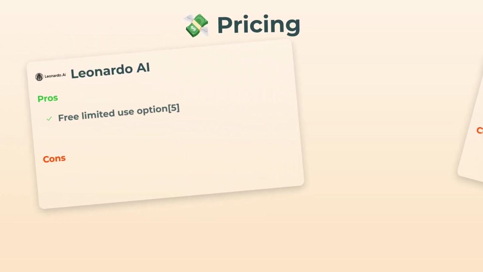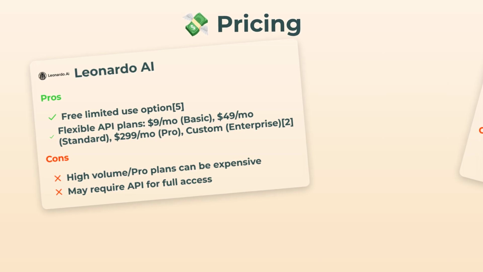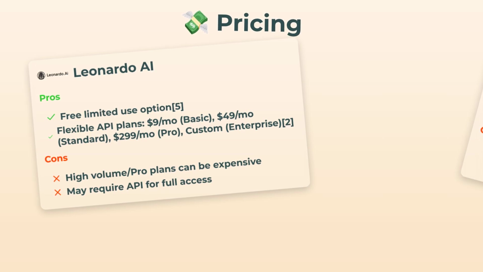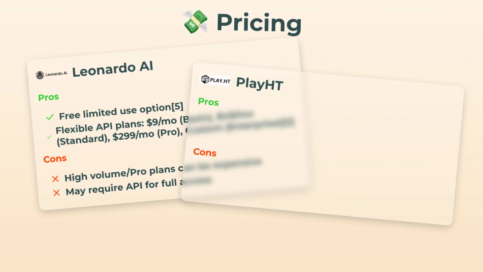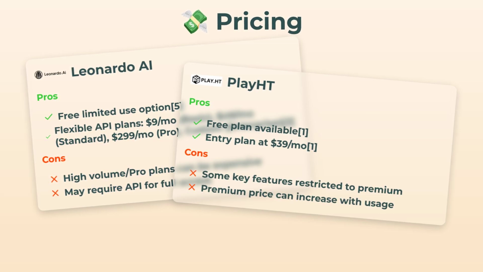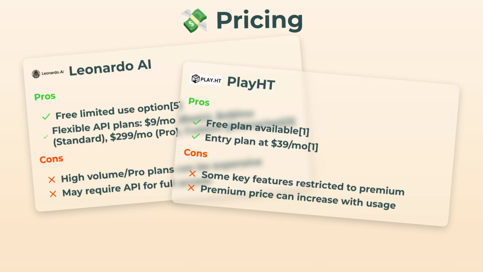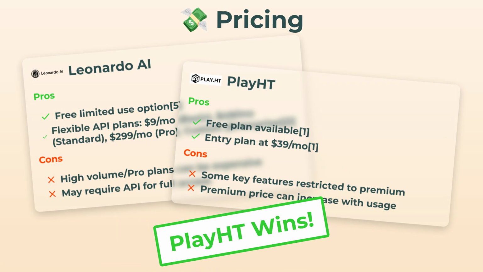Okay, on to pricing. Leonardo AI, you can get started for free with some limits, which is nice. Their paid plans start at $9 a month, then go up fast if you need more volume. Like, pro plans can be pretty pricey. Plus, you might need the API plan just to unlock the full platform. PlayHT has a free tier too, but that entry paid plan is $39 per month. Still, for what you get, it's actually kind of a bargain considering the number of voices and languages. Some features are locked behind premium though, and as you scale up, costs do tick higher. But for pure value, PlayHT takes this one.